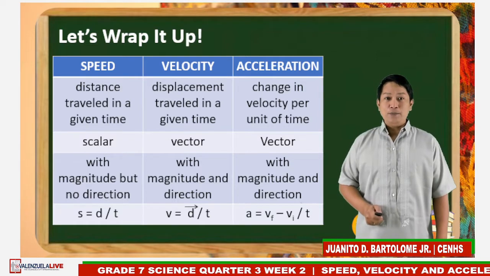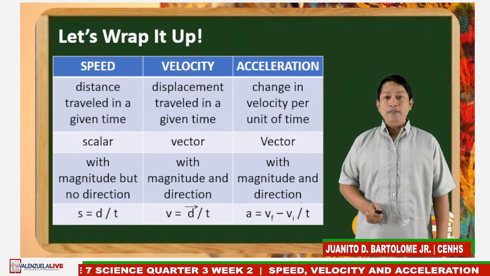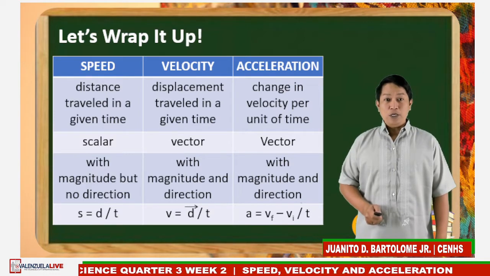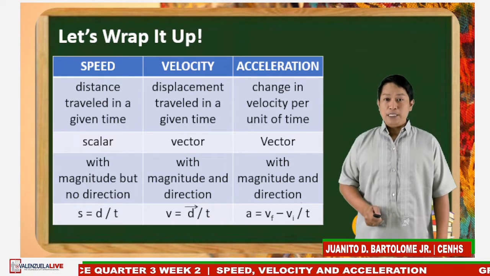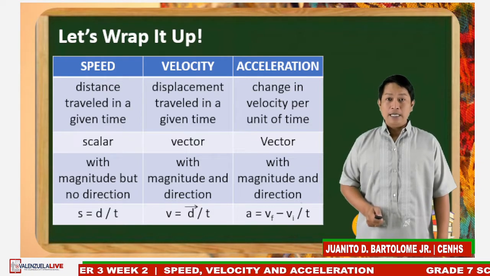Velocity is the displacement traveled in a given time. It is a vector quantity because it involves direction. The equation for velocity is displacement divided by time. The arrow on top of D represents direction.